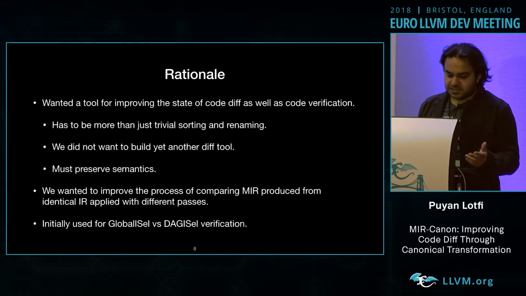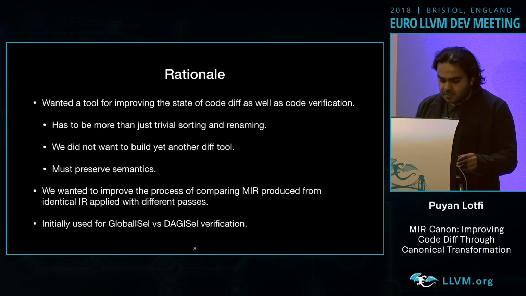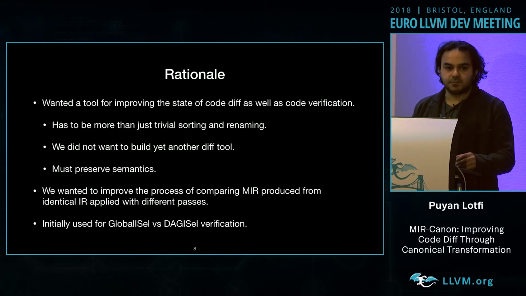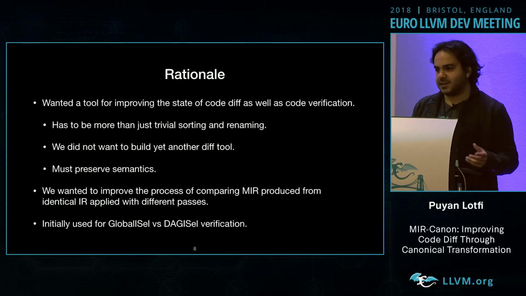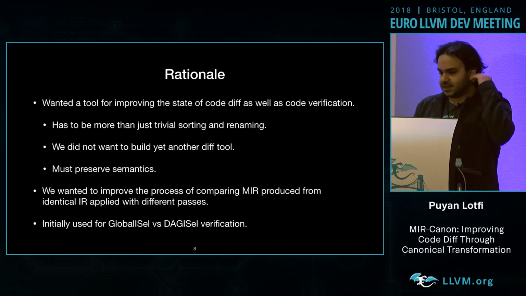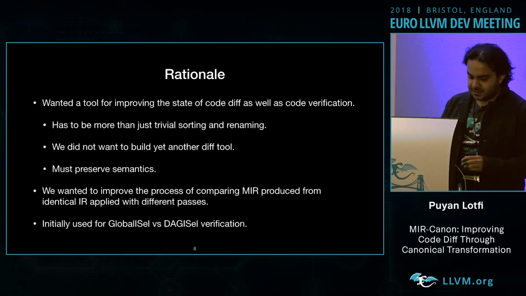So what were the reasons for building MIR-Canon? Well, the two major ones were to improve the state of code diff and code verification for MIR code, and that means we need to preserve the semantics, and so therefore that means we can't just do trivial sorting and renaming of operands to some dummy operand. I've seen a lot of simple scripts that just take some assembly or some MIR, sort the instructions, and then rename all the VREGs to some dummy value. That's not good enough. We want to have a really solid semantic diff here.